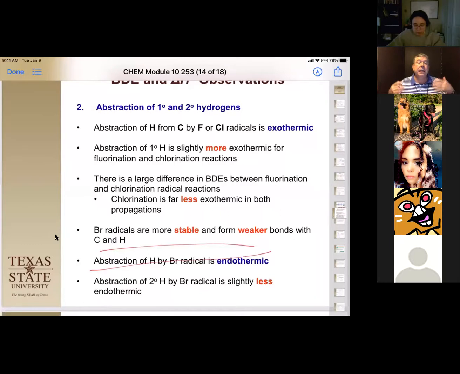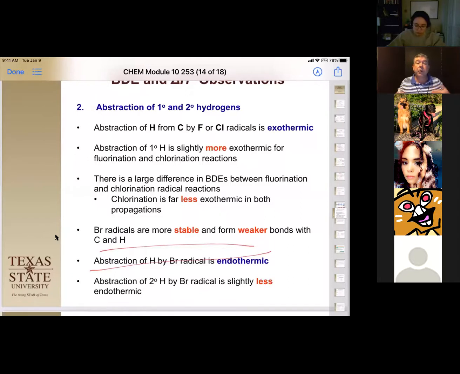That means that it is going to be able to wait around and take the one that has the slightly more exothermic route, and therefore it's going to enhance the number of secondary hydrogens it goes over versus the primary hydrogen. Even though there are 6 primary hydrogens and only 2 of the secondary hydrogens, it is less exothermic. It can wait around and do it.